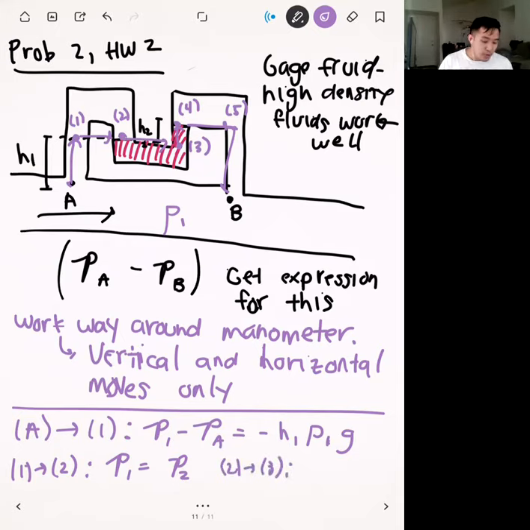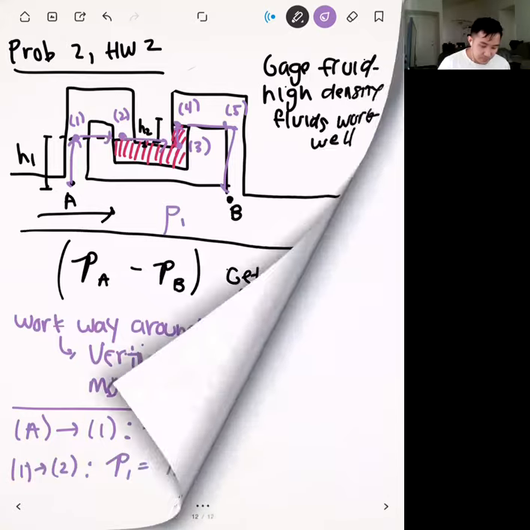And then next we're going to go horizontally across again from point 2 to point 3, and we're going to set those pressures equal to each other. So P2 is equal to P3. Okay, and so let's move on to the next page.